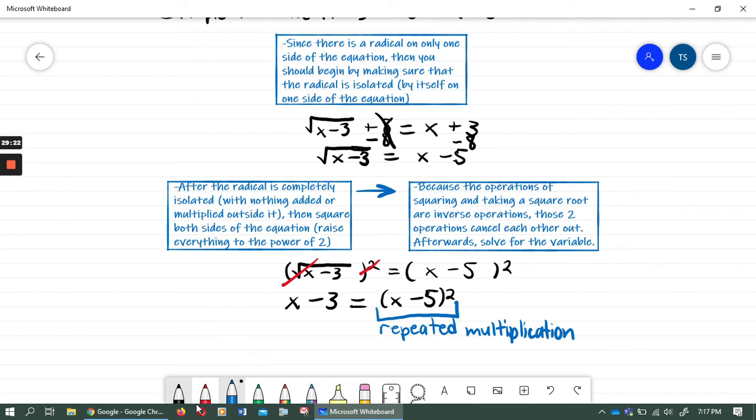Alright, so again, folks, what that means is, since that's repeated multiplication, we've got x minus 5 multiplied by itself, right? And so we need to actually multiply that out and simplify it. And then we can work on actually solving this quadratic equation, because it is a quadratic equation.